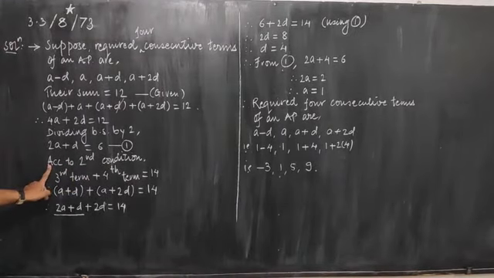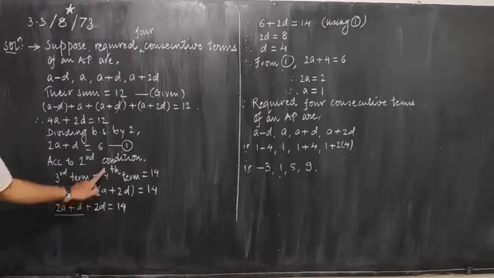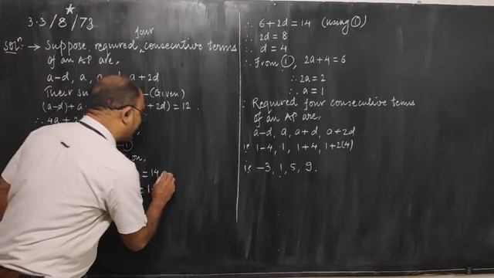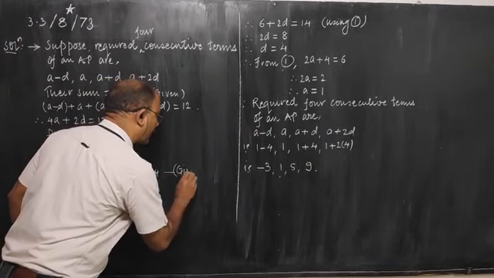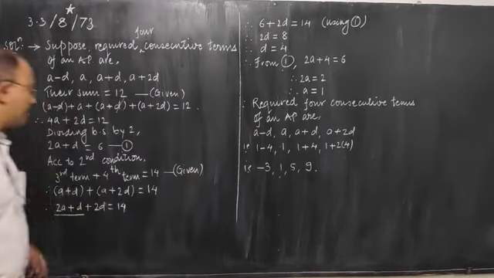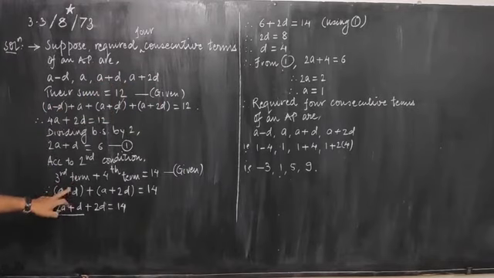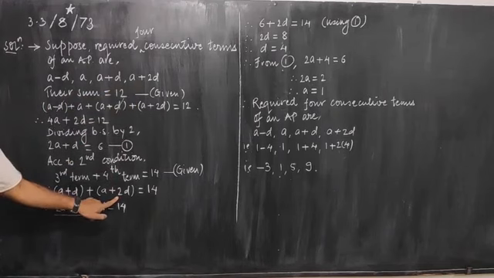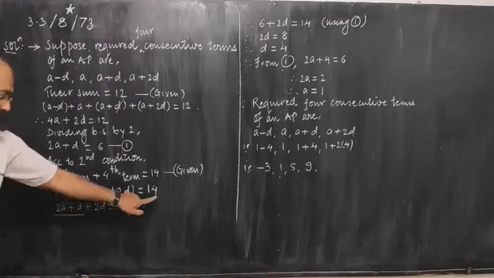Now according to the second condition, third term plus fourth term, their sum is 14. This is also given. Let me write given here. So which is the third term? a plus d. So in place of the third term we are writing a plus d. Which is the fourth term? The fourth term is a plus 2d. So we are writing a plus d plus a plus 2d is equal to 14.